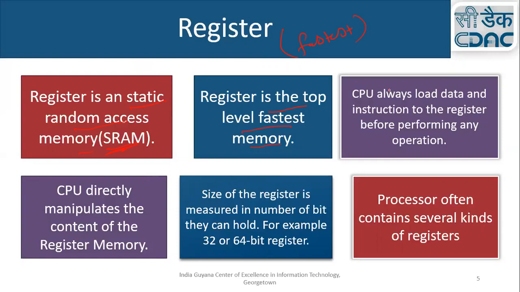CPU always loads data and instructions to the register before performing any operation, meaning the CPU directly operates on these registers. So before performing any operation, data first moves to the register. Then the CPU performs the operations. CPU directly manipulates the content of the register memory, meaning it is either reading or writing something. First it reads or writes into the registers, and then the data moves from the register to the lower level of the memory.